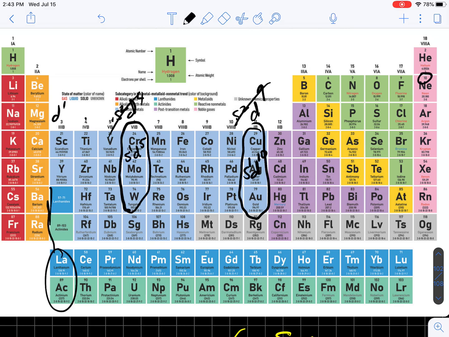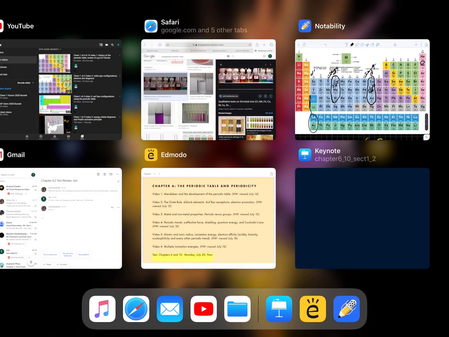Now, there's promotion here between the lanthanum and actinium. But again, that's advanced rare earth metal stuff. Not going to deal with it until you get to your senior year of college.